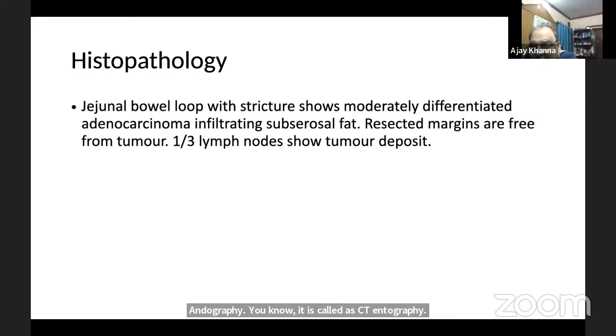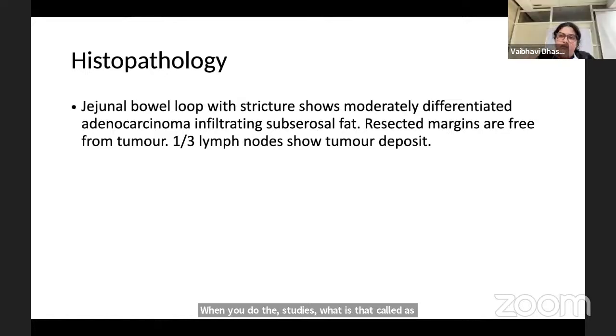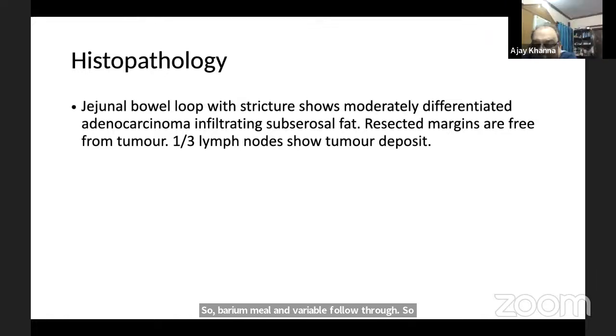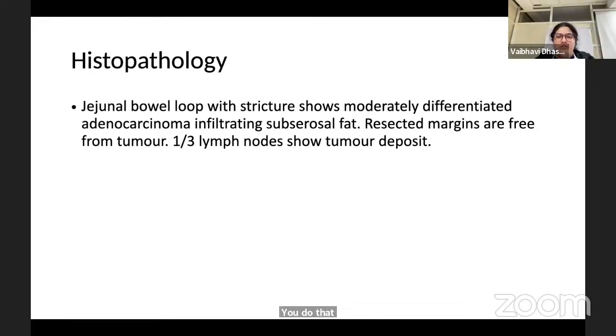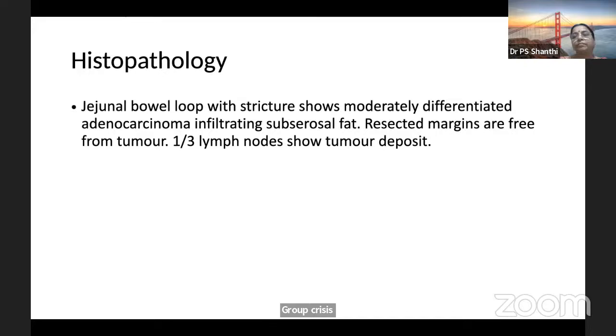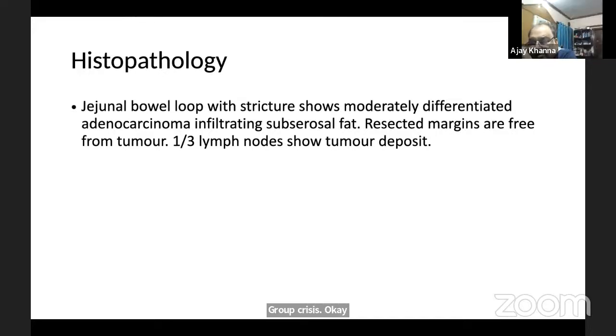When you do the barium studies, what is that called? The barium meal and barium meal follow through. Again, there's a name for that, which I'm not able to recall. Enteroclysis. Yes, sir, it's called small bowel enteroclysis. Okay, so these are the various ways you can investigate the small bowel lesion.